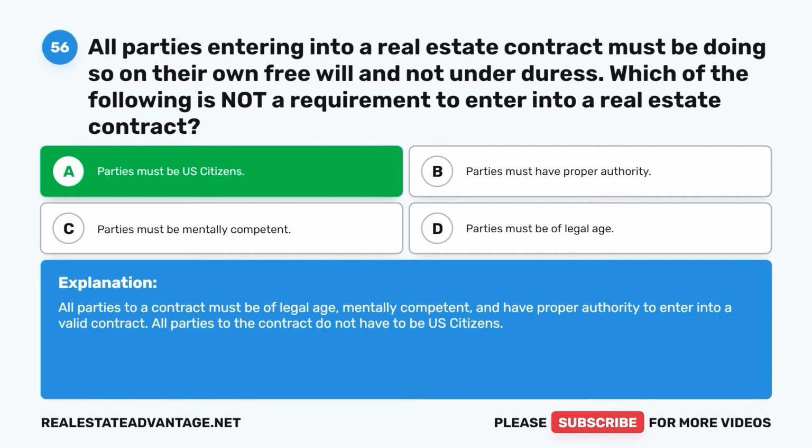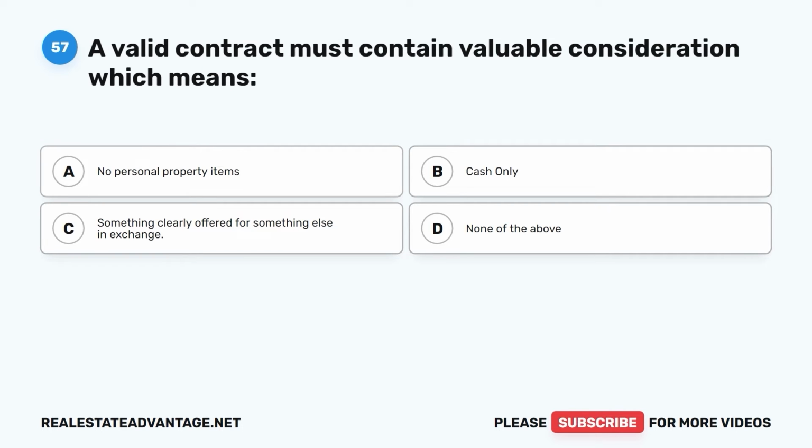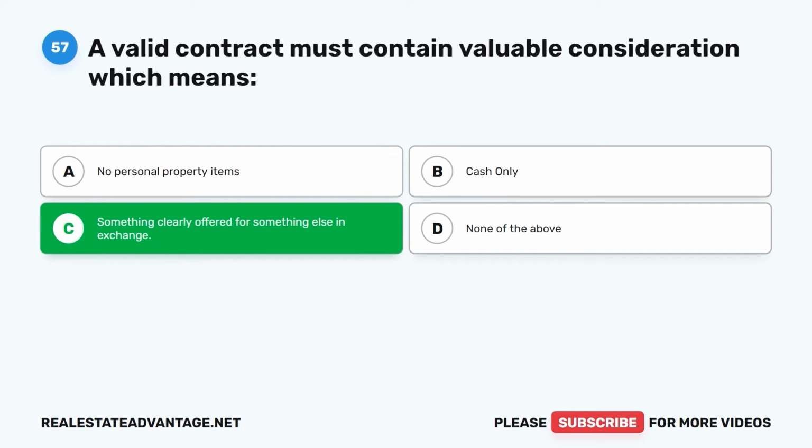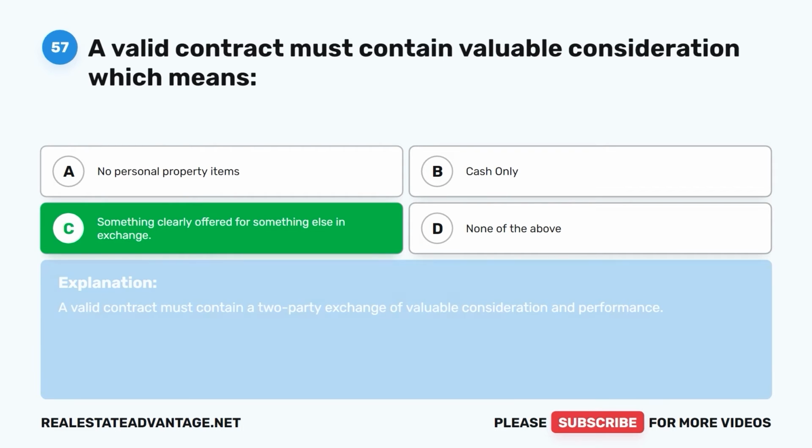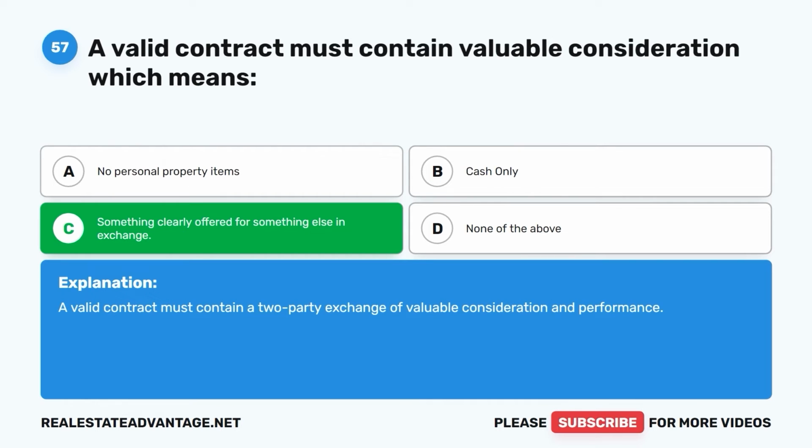All parties to a contract must be of legal age, mentally competent, and have proper authority to enter into a valid contract. All parties to the contract do not have to be U.S. citizens. Question 57. A valid contract must contain valuable consideration, which means A. No personal property items, B. Cash only, C. Something clearly offered for something else in exchange, D. None of the above. The correct answer is C. Something clearly offered for something else in exchange. A valid contract must contain a two-party exchange of valuable consideration and performance.